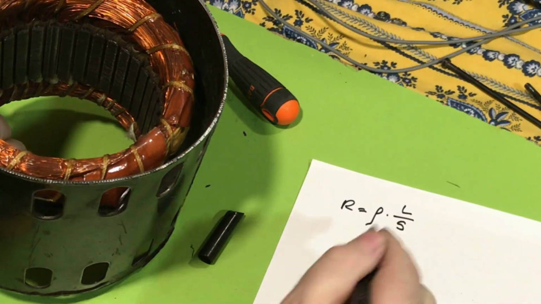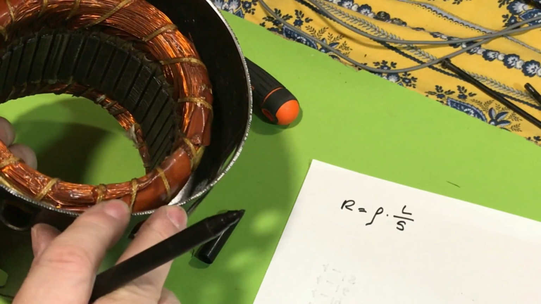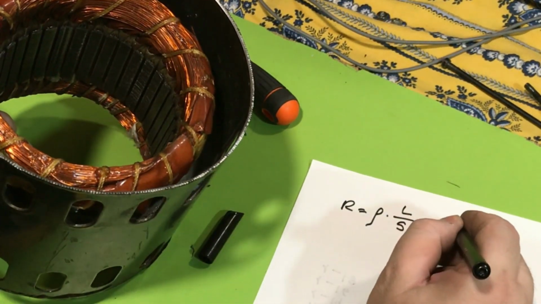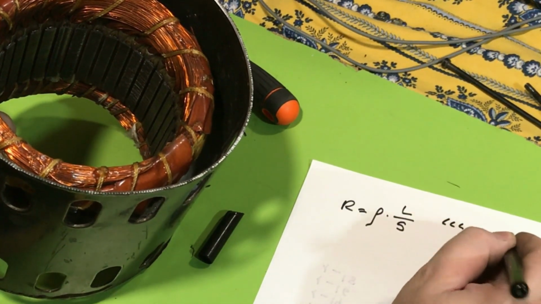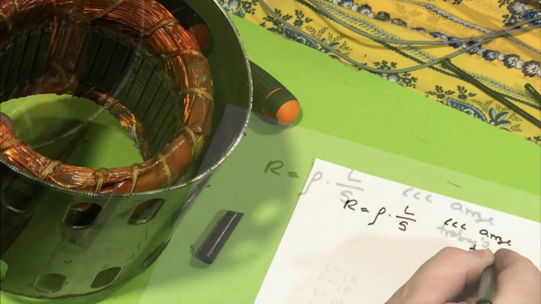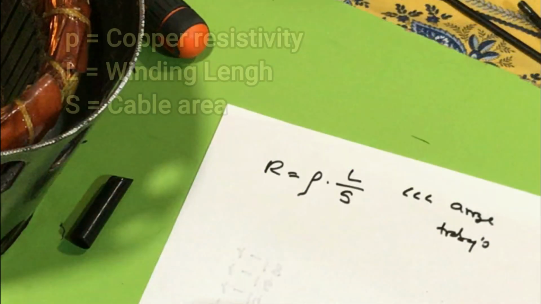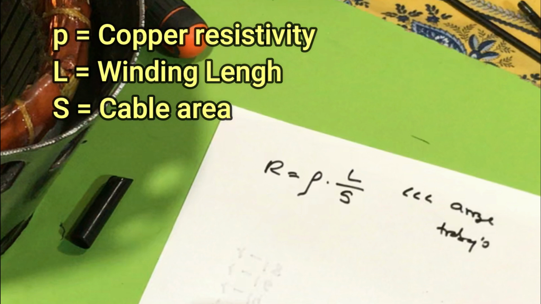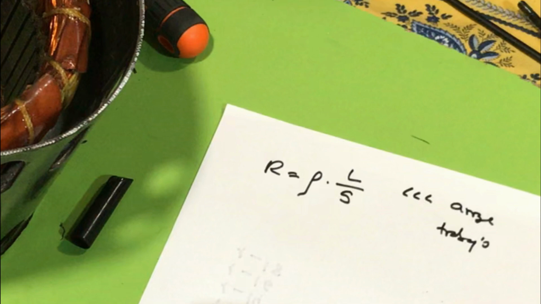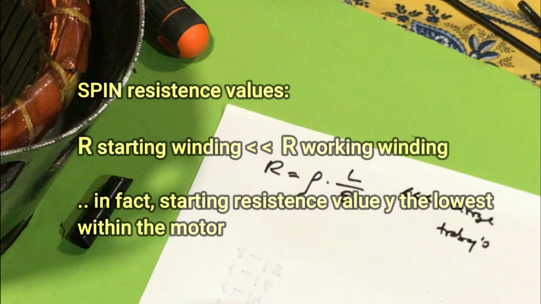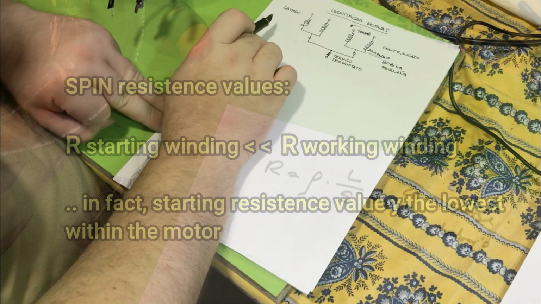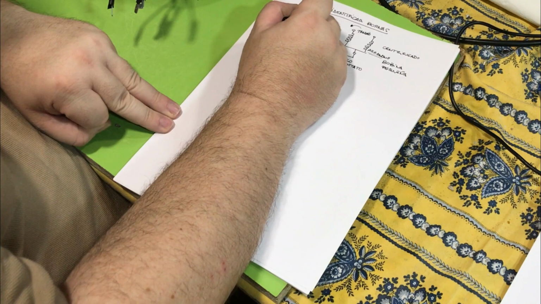We all know how to calculate the resistance of a conductor based on the resistivity, the length and the surface of this conductor. As we've seen, the length of the starting winding is lower, and also the diameter is a little bit higher. So the resistance is the lowest value of all windings.